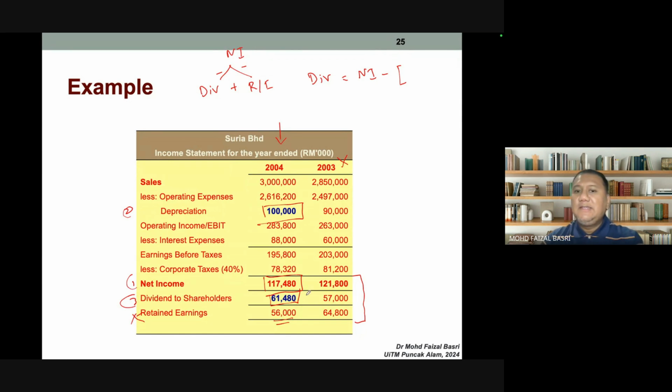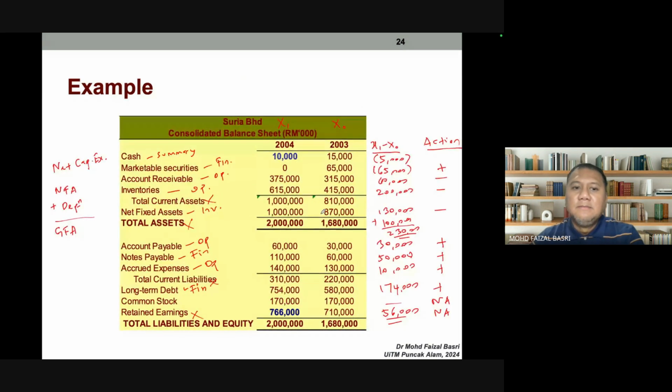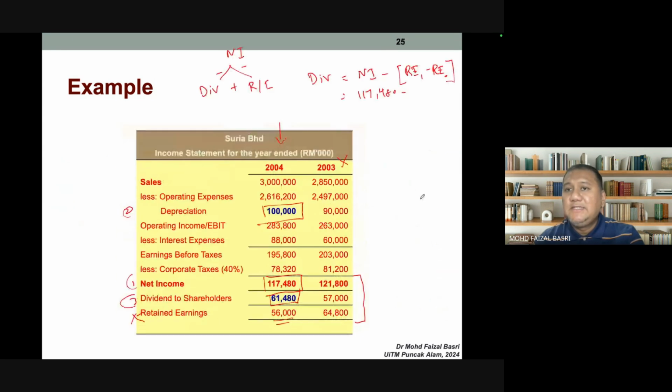Okay, so if retained earnings doesn't appear here, we need to find the difference between retained earnings 1 minus retained earnings 0. Okay, so technically, if we take the information from the bottom here, net income is 117,480, and then we minus 766 minus 710, which is 56, so minus 56,000, and then you're going to get 61,480. Which is this one, it's just that in this question it's already given. Okay, if you imagine the bottom two pieces of information aren't there, and it just stops at net income, then yes, you have to find the dividend yourself. Okay, and we have to find that dividend.